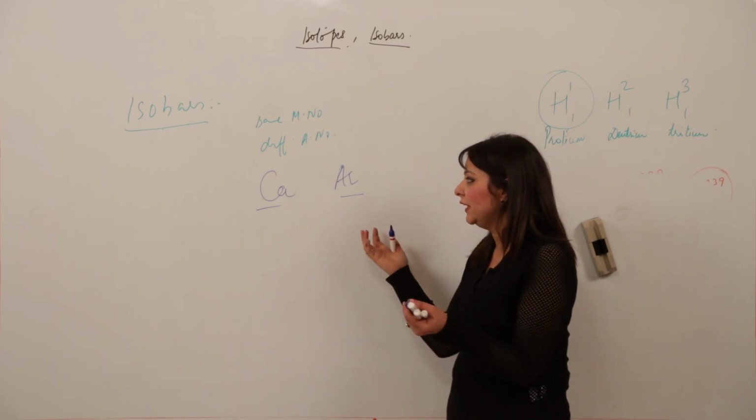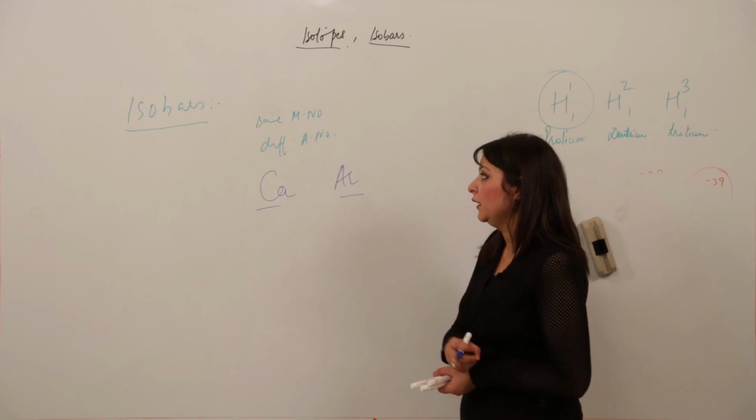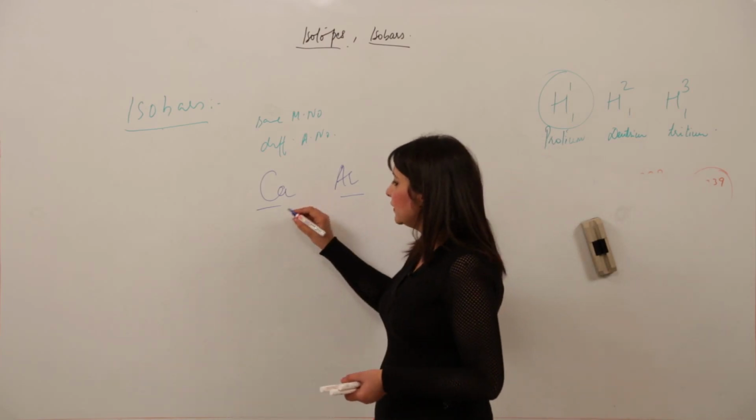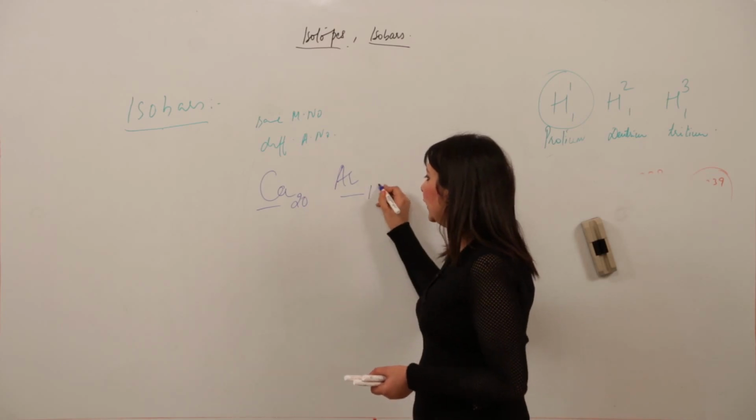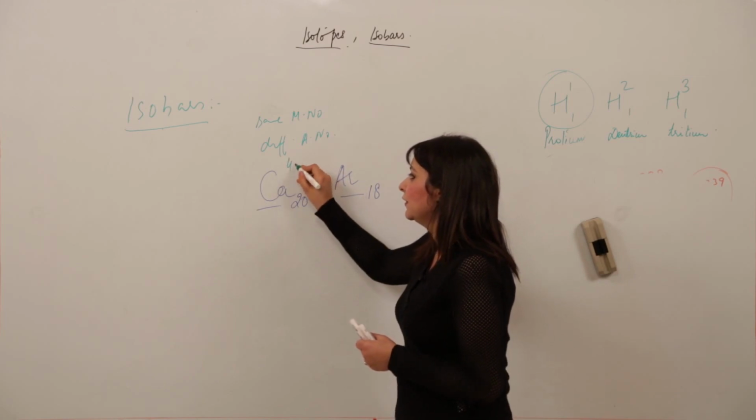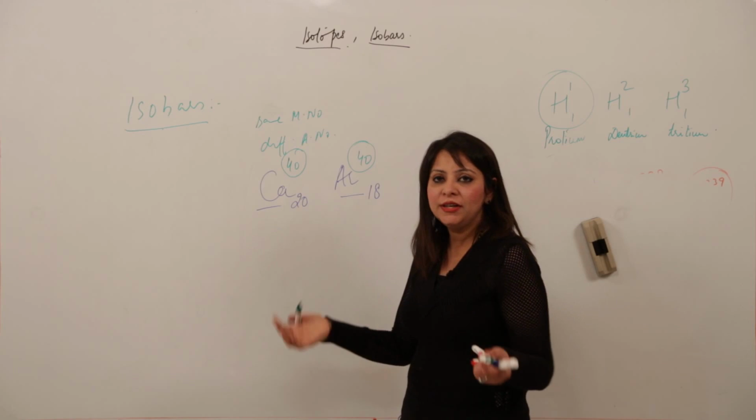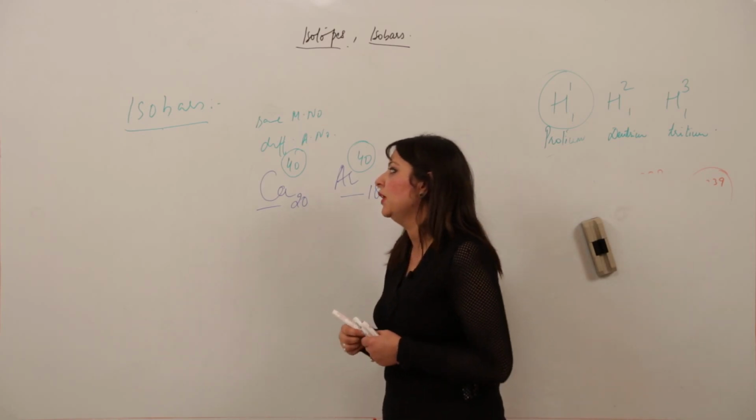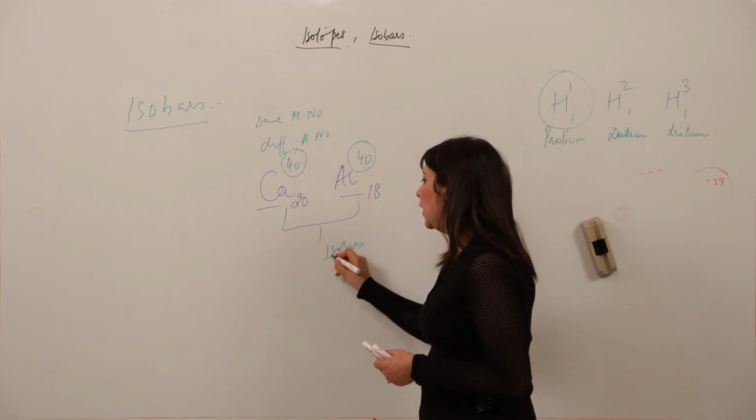So how can they be similar? But still, the atoms exhibit a certain kind of similarity. What is that? The atomic number for calcium is 20, as you all know, and for argon it is 18. But the mass number is the same. So when atoms of different elements have the same mass number, the relation they have is called isobars.